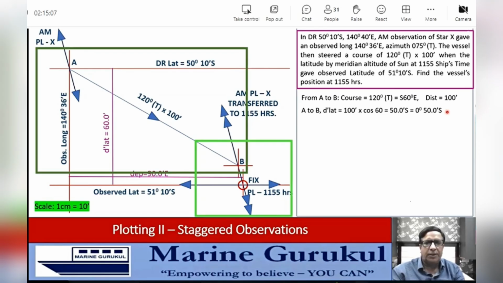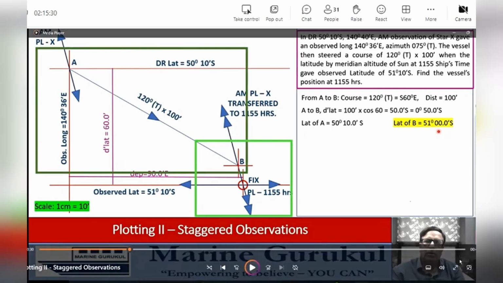Please do keep calculating if you have any doubt as the video is playing. Latitude of A is already known to us, that is the DR lat, and the d lat from A to B is 0 degrees 50 minutes south. So we apply this d lat to this one and we get the latitude of B as 51 degrees 00 minutes south. Any doubts in the latitude calculation, beta?